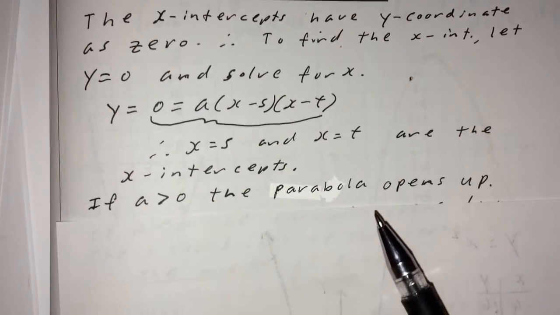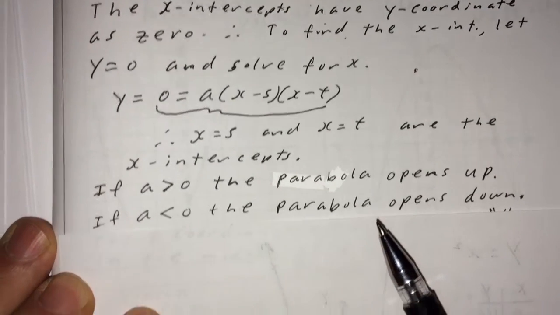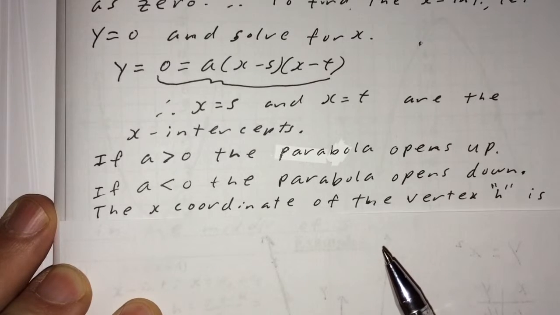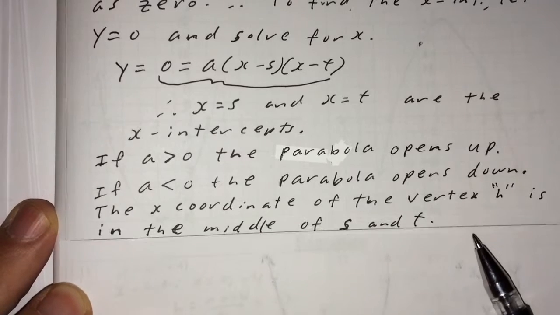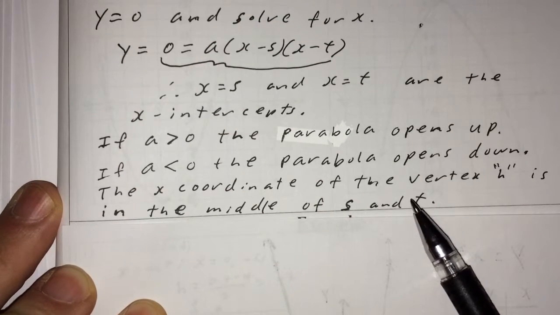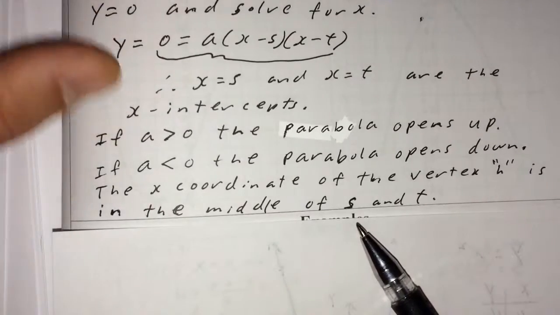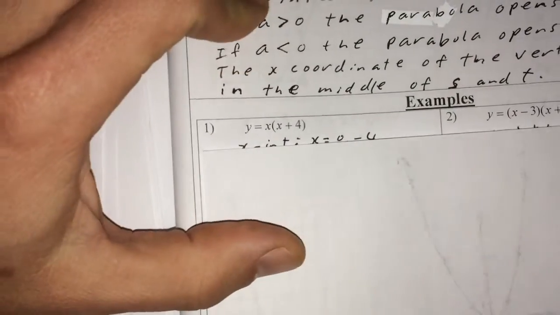If a is greater than 0, then the parabola opens up. If a is less than 0, then the parabola opens down. Now the x-coordinate of the vertex, h, is the middle of s and t, the middle of the x-intercepts. And then you can find k from that as well. So let's take a look at this example here.